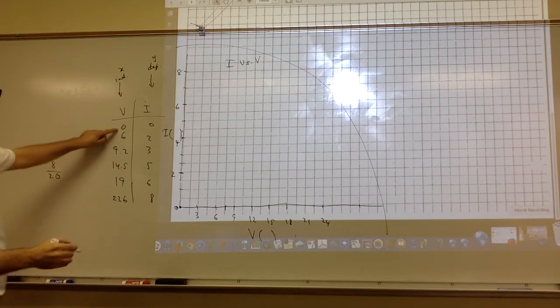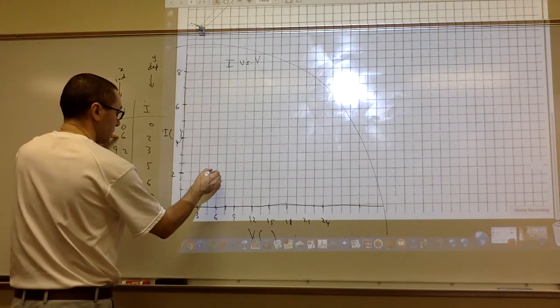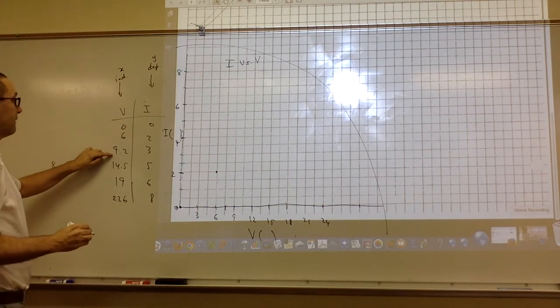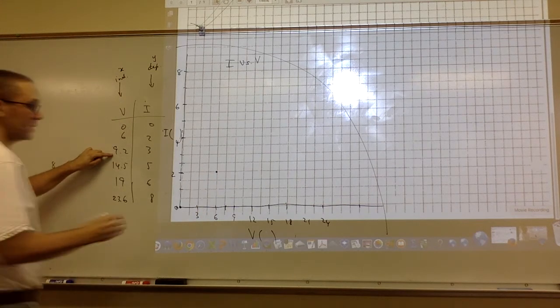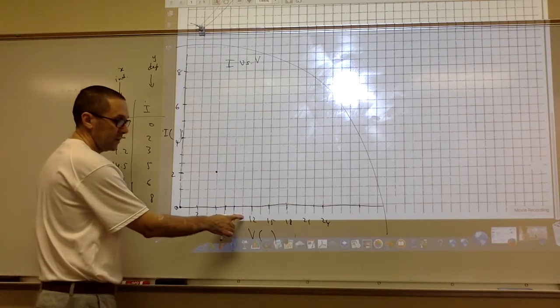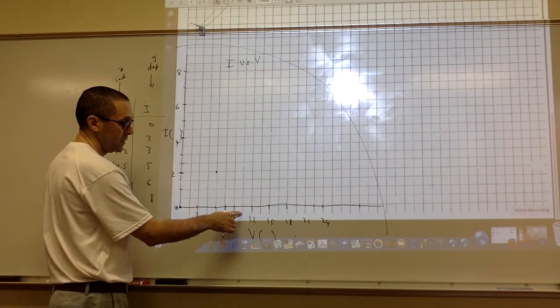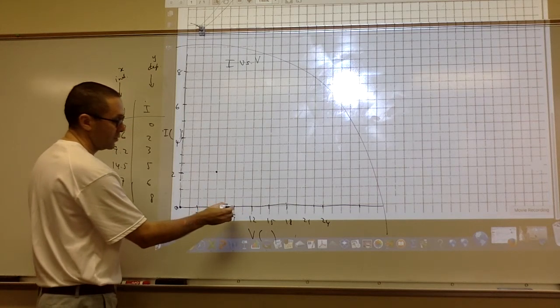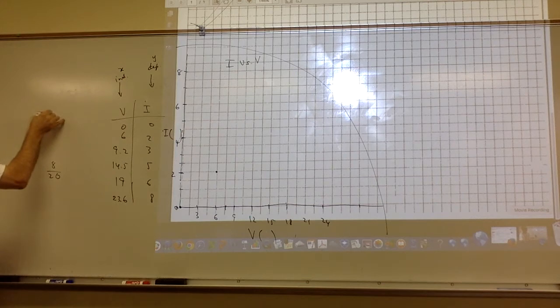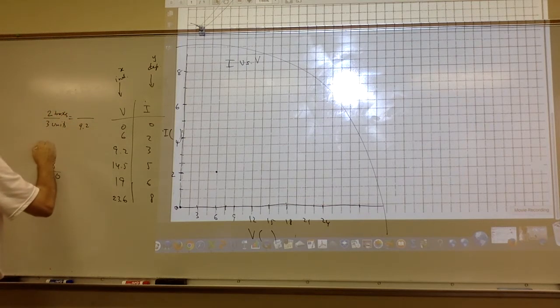All right. When v is 6, I is 2. So it goes through here. When v is 9.2. Okay. So now this is a 10. This space here is what? 3. So 9.2, so basically we have 2 boxes for 3 units of V, and we want to know what's the equivalent for 9.2 units, so how many boxes we need for that.